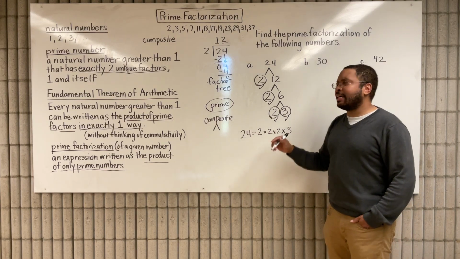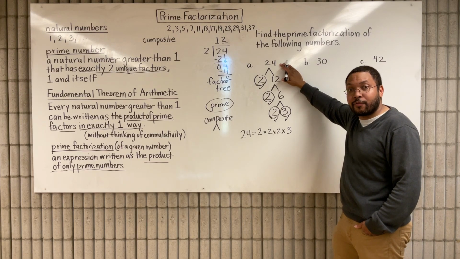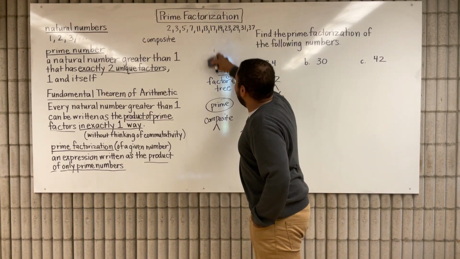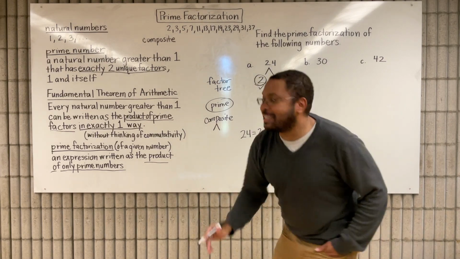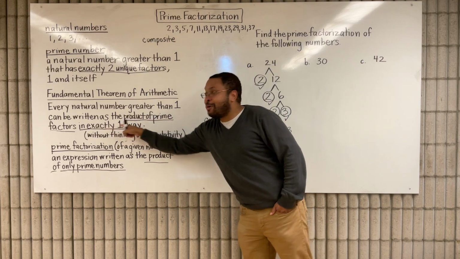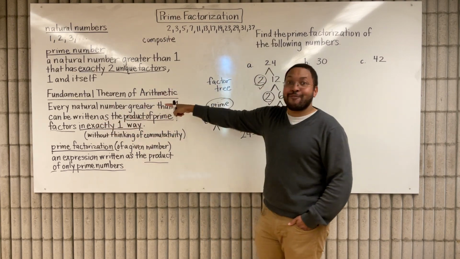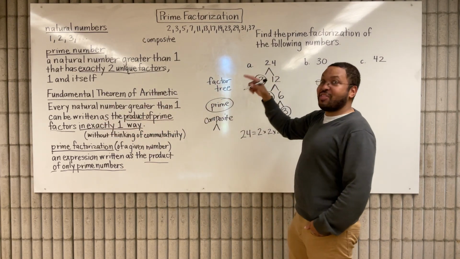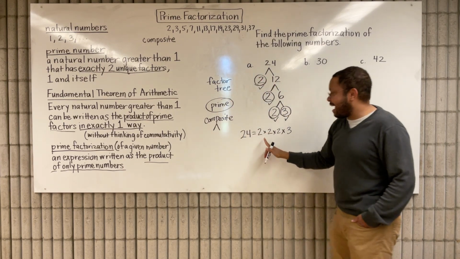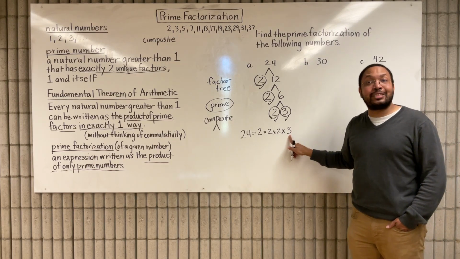Now, some of you might have said, Mr. Almeida, I think I can make 24 without starting with 2 times 12. Am I going to get the exact same answer? Well, lucky for you, we have this thing called the Fundamental Theorem of Arithmetic, which says there's only one way to write the product of prime factors for every single number. So if I start with different factor pairs, I should be able to still break it down the same way, where I have 1, 2, 3 factors of 2 and 1 factor of 3.